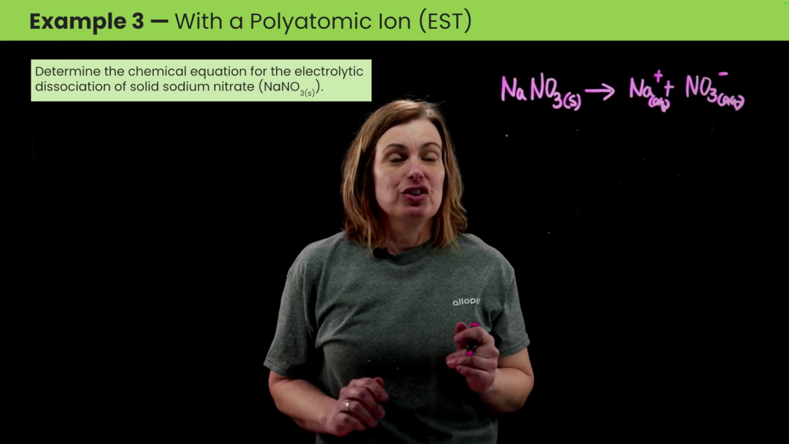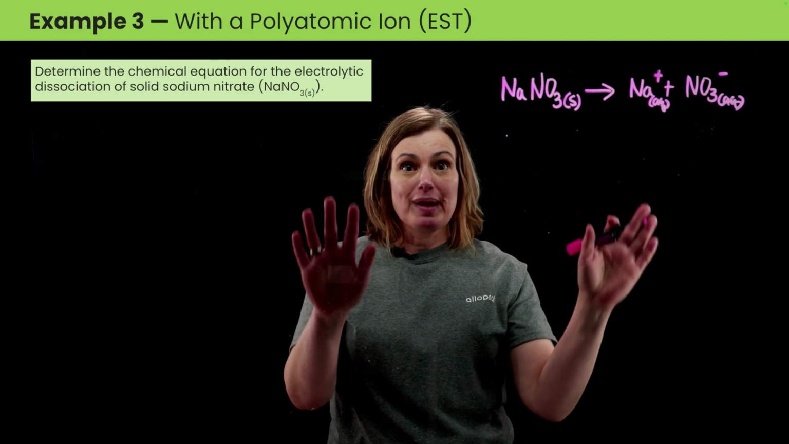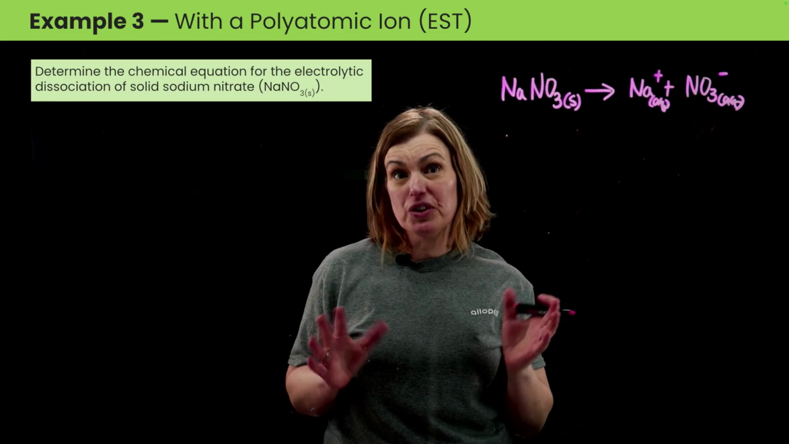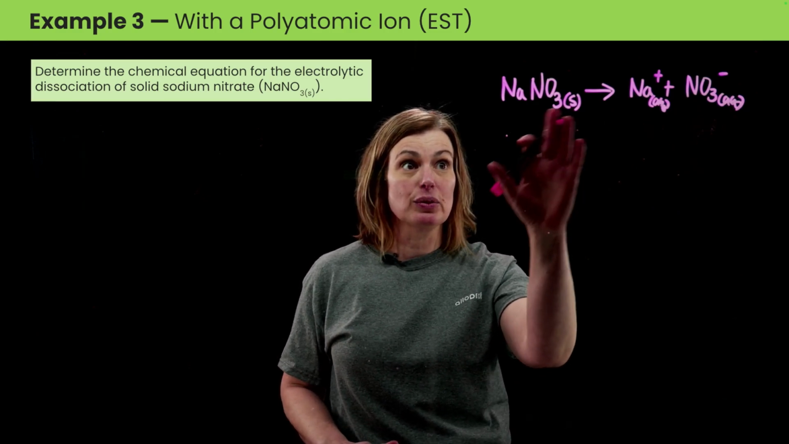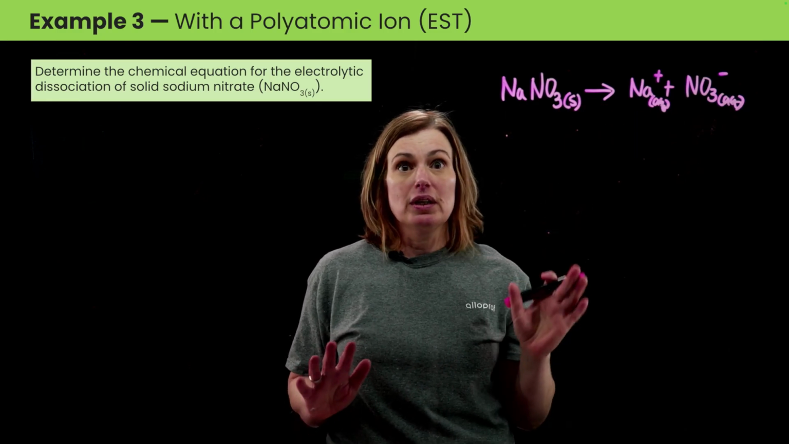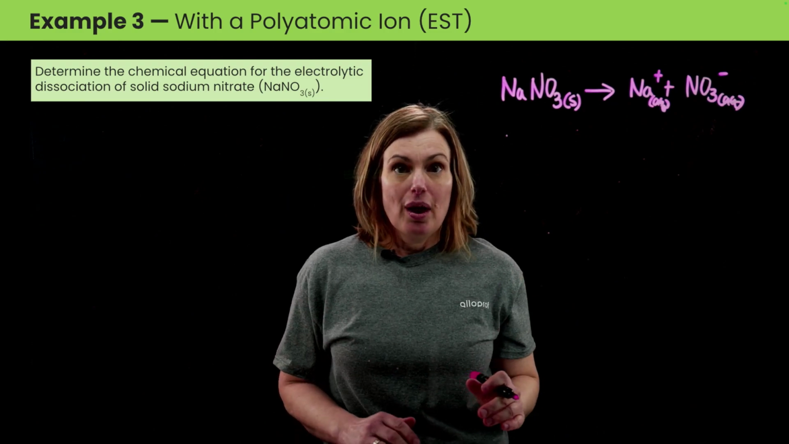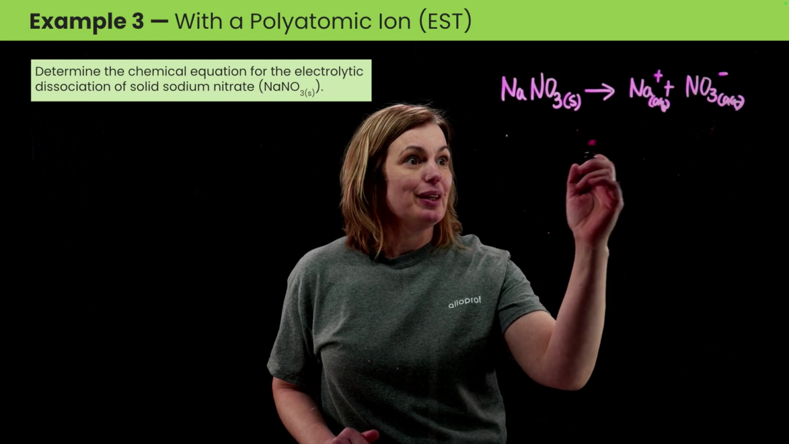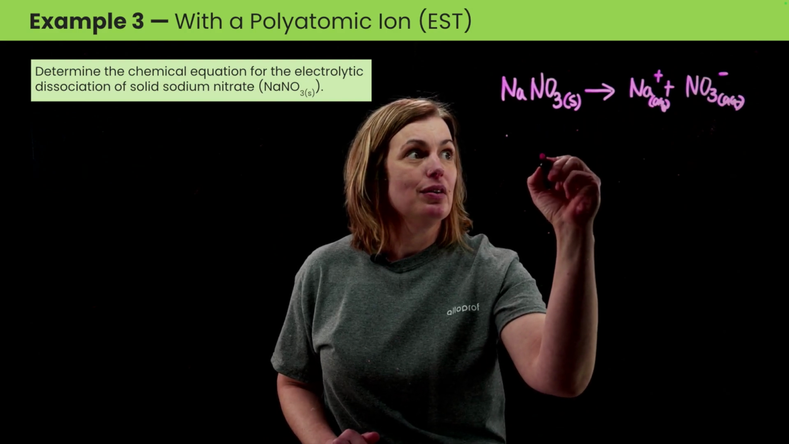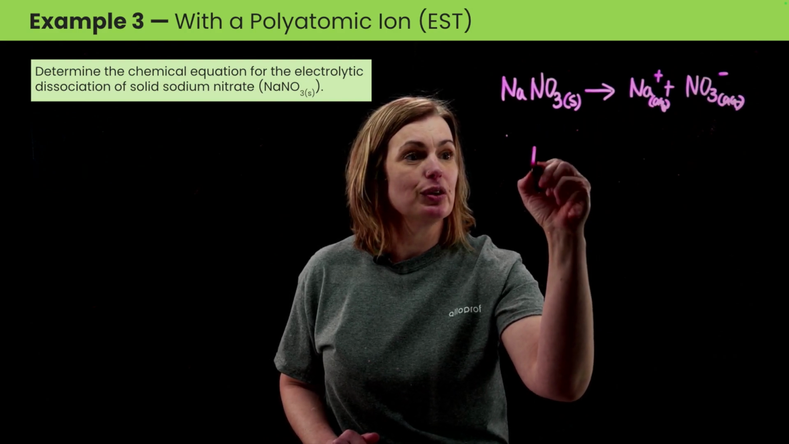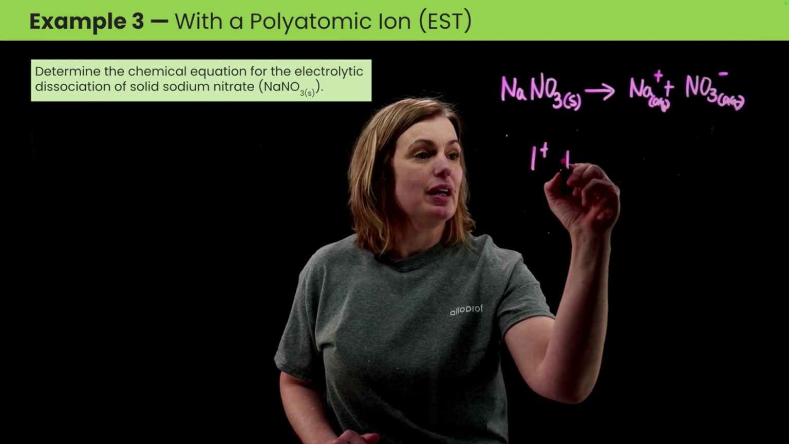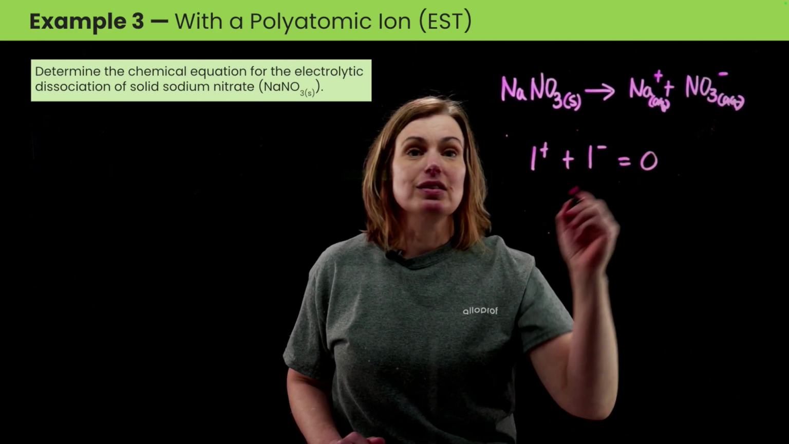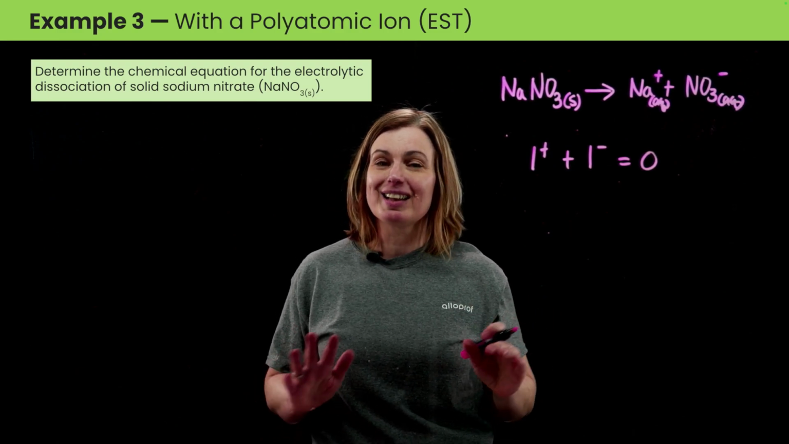Now, I want to check and make sure that everything is balanced, and so that I don't have any coefficients that I need to be putting in there, and everything looks okay. I've got 1 sodium, 1 nitrate, so all I need to do now is make sure that my charge is balanced. So taking a look at this, I have a +1 for my sodium. So I'm just going to write 1+, and I'm adding that to a -1 for my nitrate. And so overall, this gives me a charge of 0, which is exactly what I'm hoping for.